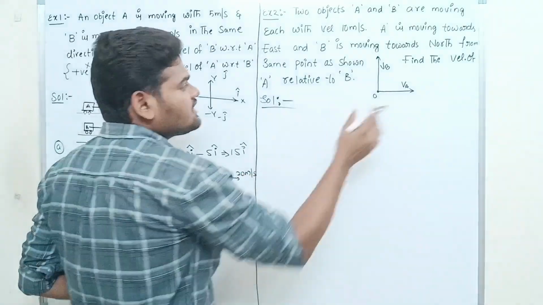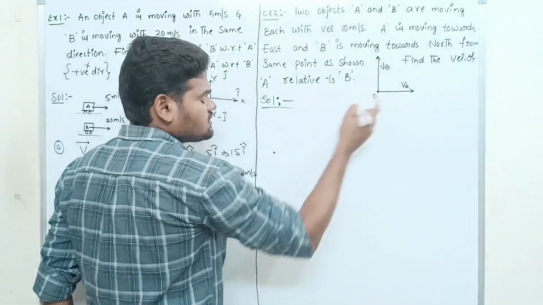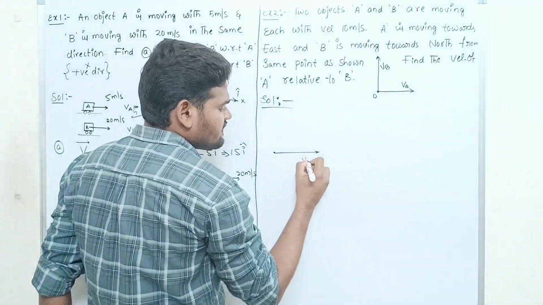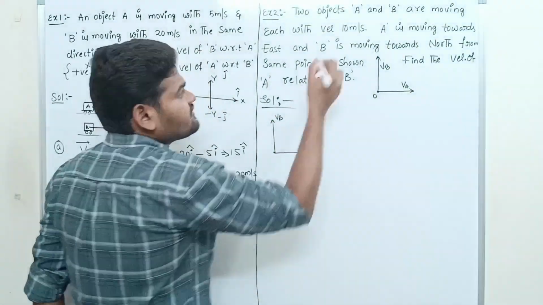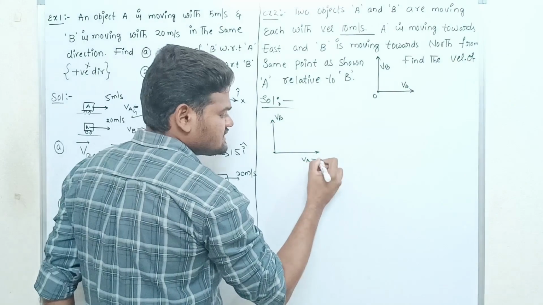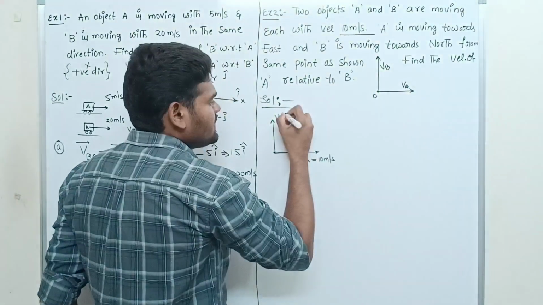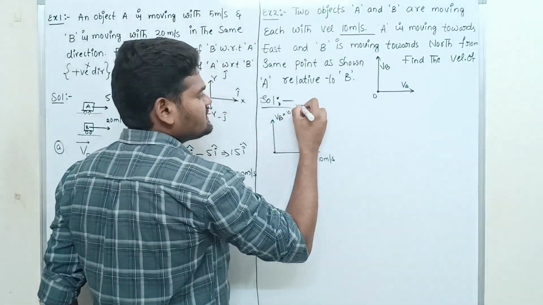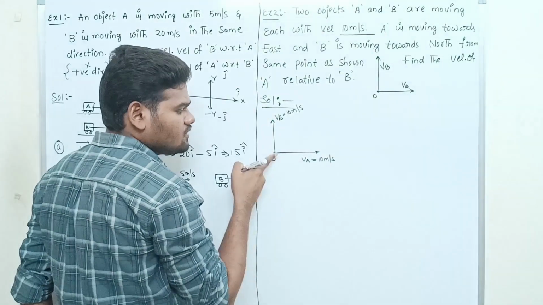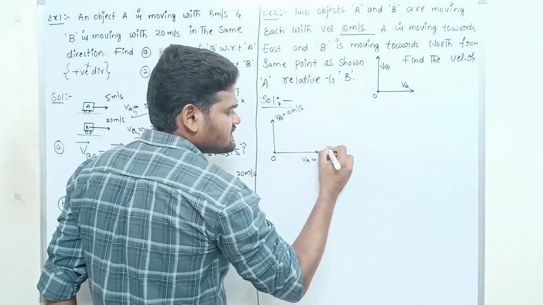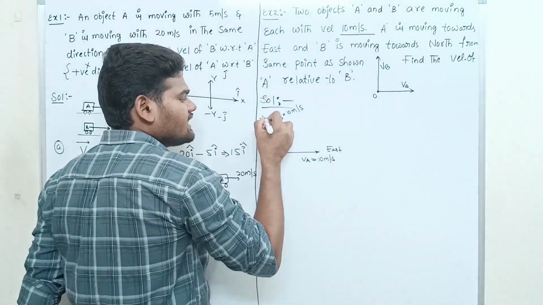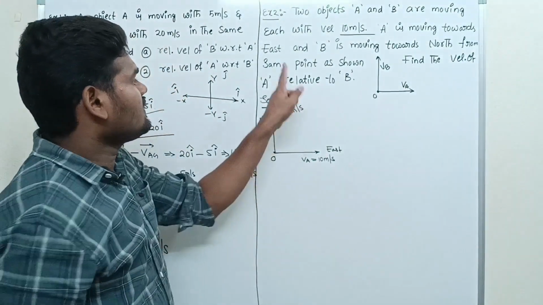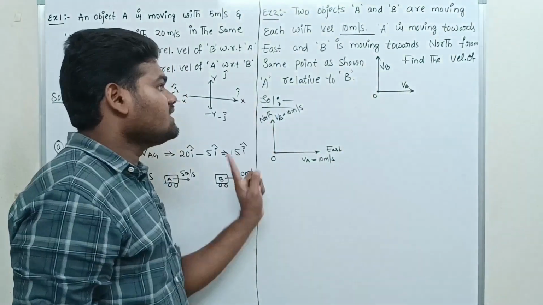Okay. So they have taken two objects. As shown, they are given one figure. So velocity of an object A, velocity of an object B. So what are the velocities of the objects? They are having the same velocities, 10 meter per second, 10 meter per second. Okay, these are the velocities of objects. So from the point O, velocity of an object A is towards east direction, and the velocity of an object B is in north direction. They are given, from the same point as shown in the figure.